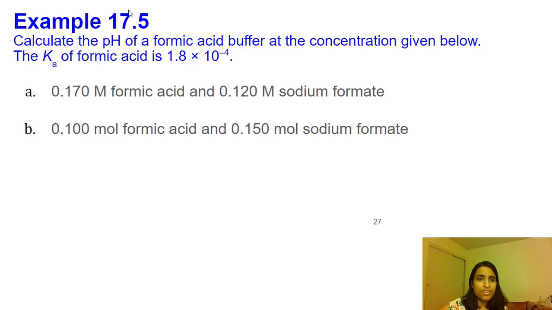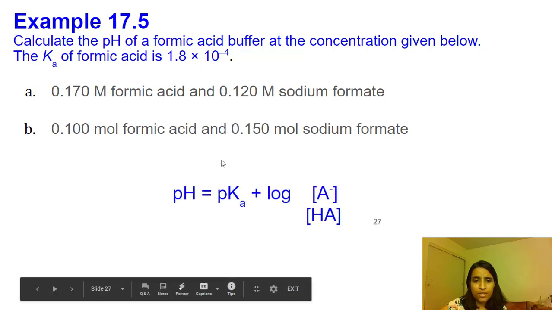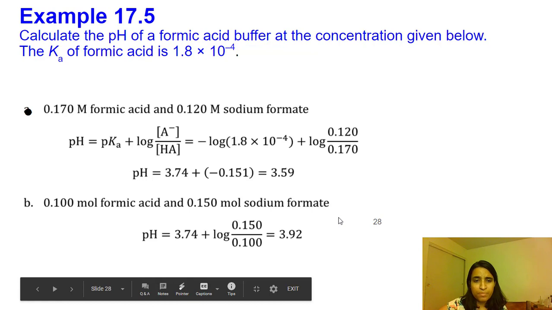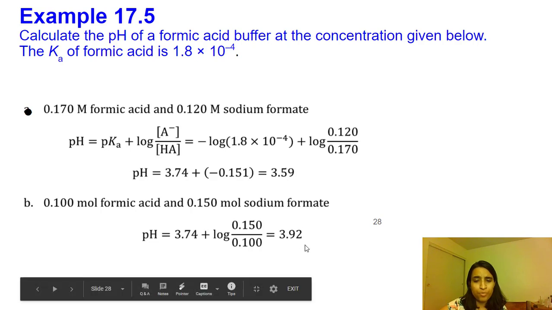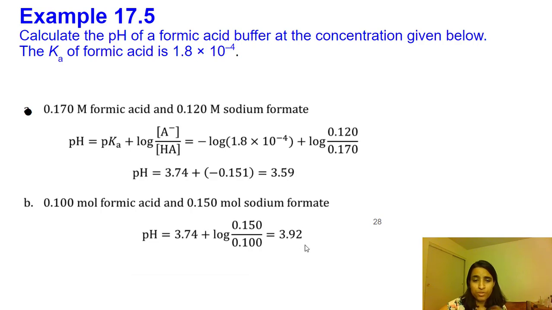So we are given the concentration of the acid and its conjugate base, and we are given the Ka. So this is the Henderson-Hasselbalch equation. We have Ka, we have to find the pKa, and then both of these are given to us. So that's just a matter of plugging numbers in, and we're going to get our answer as 3.59 for part A and 3.92 for part B. So try these questions out and see if you're getting the same answer.